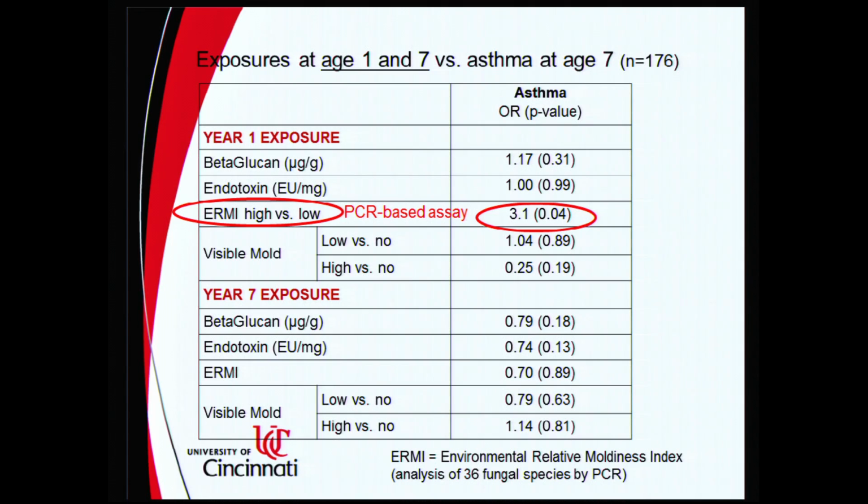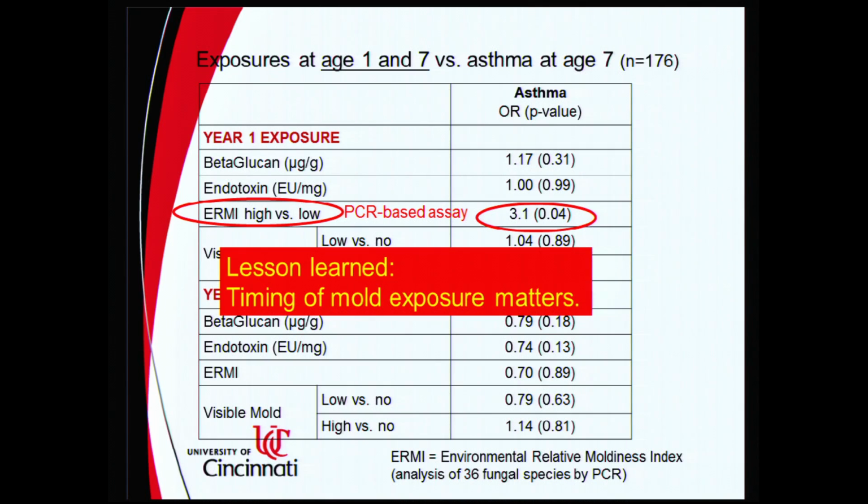Notably, none of the age 7 exposures were affecting asthma. They were not significant. And the age 1 visible mold was no longer affecting asthma at age 7. Visible mold had increased the risk of wheezing at ages 1 and 3, but not asthma. So one lesson learned here is that the timing of mold exposure matters. Also, how we measure the exposure matters for what we might find.